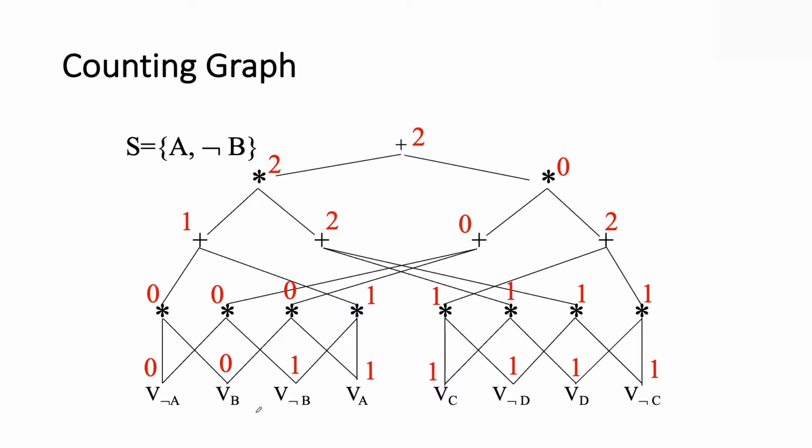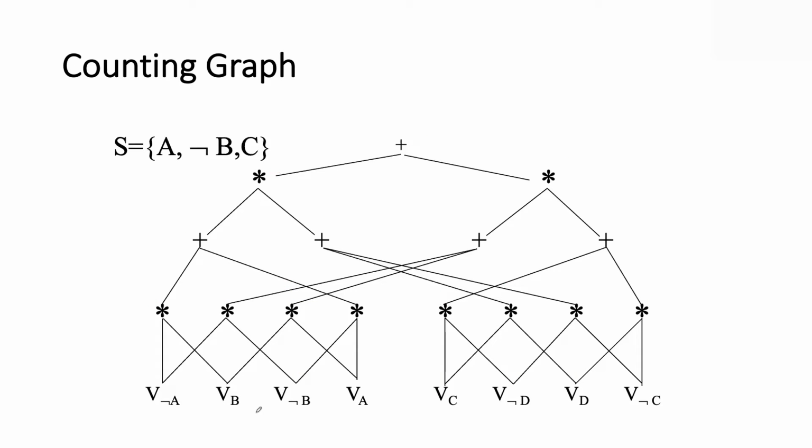Now I need to know how many models have A true and B false and C true. All right, let's try. So what happens? Okay, now this guy also becomes a 0 because it conflicts with this. And then I evaluate, I'm going to get a 1. Okay. Now, here's the thing.